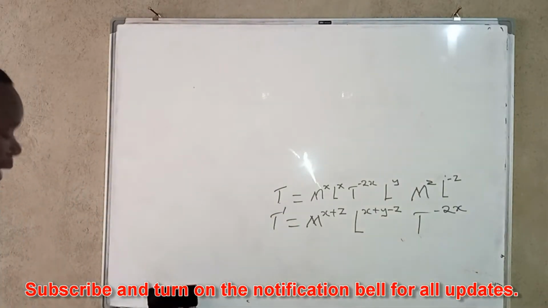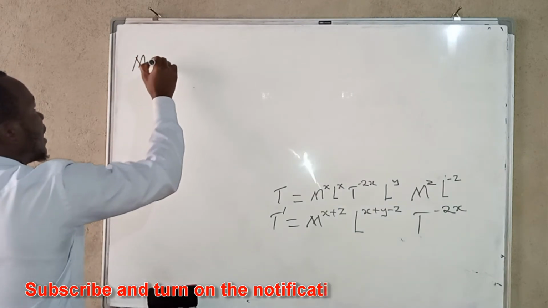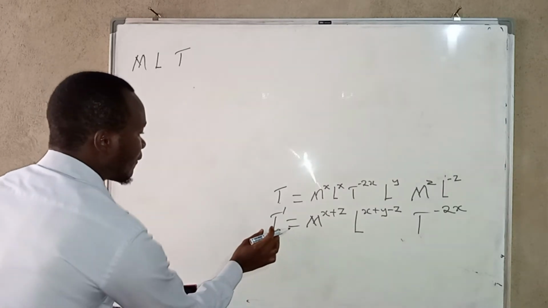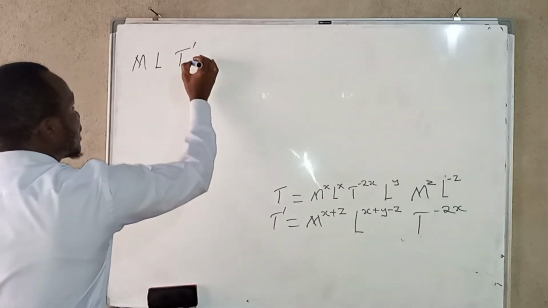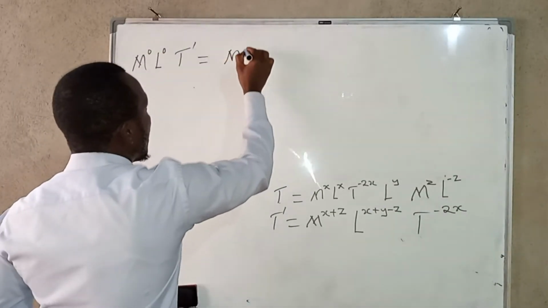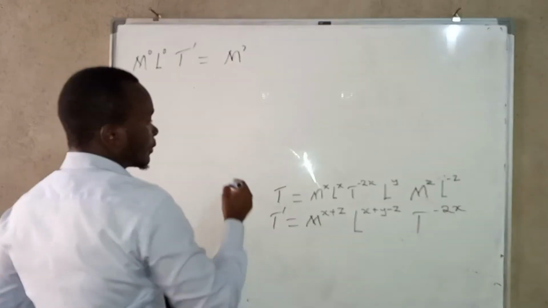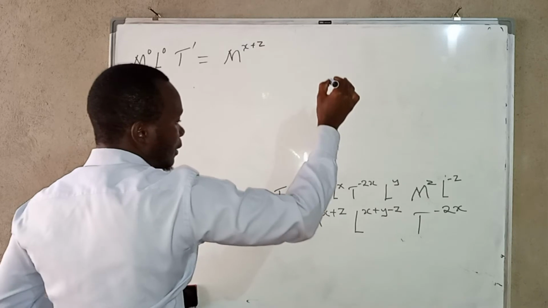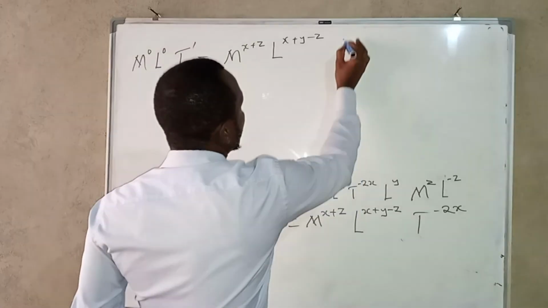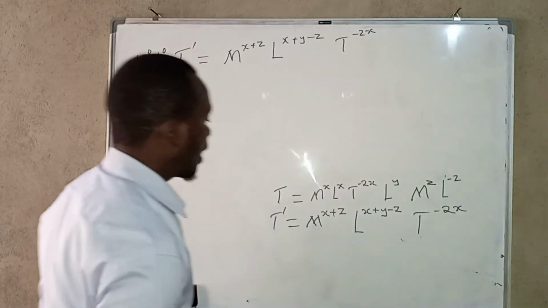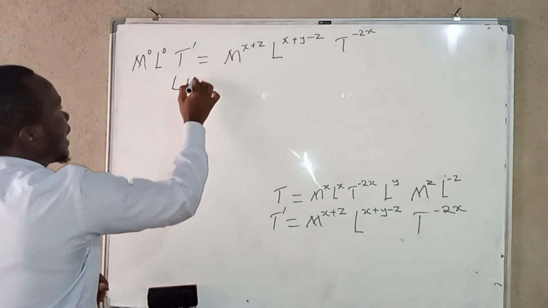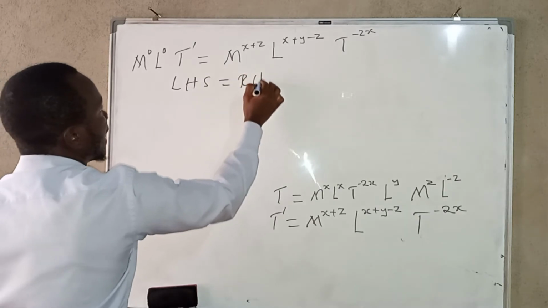Now, looking at the basic quantities, we have mass, we have length, and we have time. On the left side, we just have T, which is the one raised to the power 1. So for the rest, this is 0 and this is 0. So this must be equal to M to the power X plus Z, L to the power X plus Y minus Z, T to the power minus 2X. Now, since the bases are the same on both sides, the left-hand side must be equal to the right-hand side.